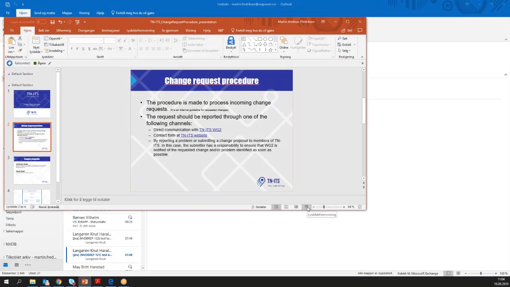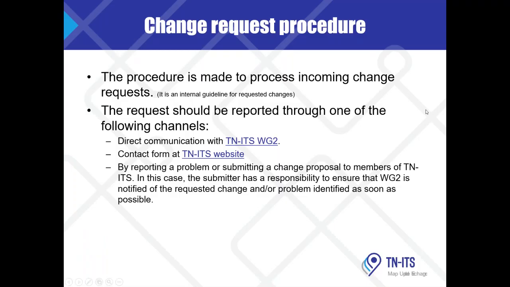If you have a request, you should report it. If you have something that you need to know or you need to add, it is something that we would like to know. There are a couple of ways to do this. If you do have direct contact and communication with the TNITS workgroup 2, that's one solution. Or you can use the contact form within the TNITS website.